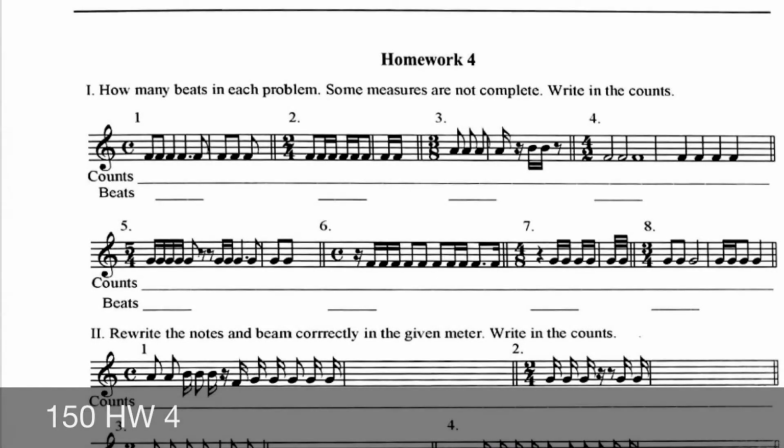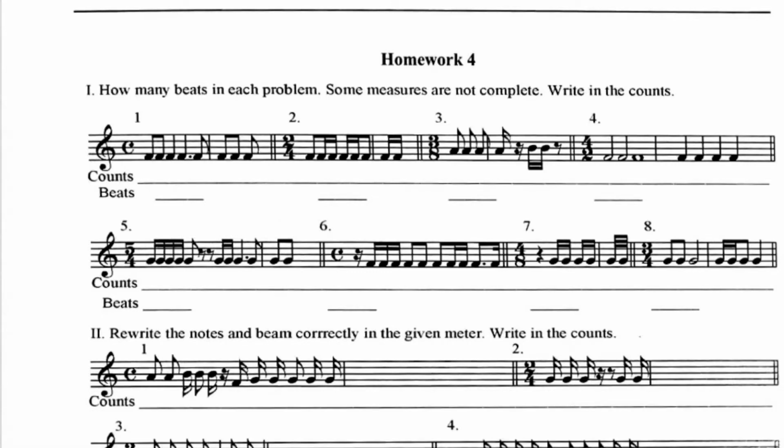Homework 4 is a continuation of homework 3, but it adds some new things as well. First starts out kind of the same. How many beats in each problem? So we're going to have to answer that. Some measures are not complete. Well, if it gives us more than one measure, the second measure basically isn't going to be complete, so we have to really think about how many beats rather than just double whatever the meter type is. Finally, writing the counts, so we can get some practice doing that with different divisions of the beat as the basis for counting.